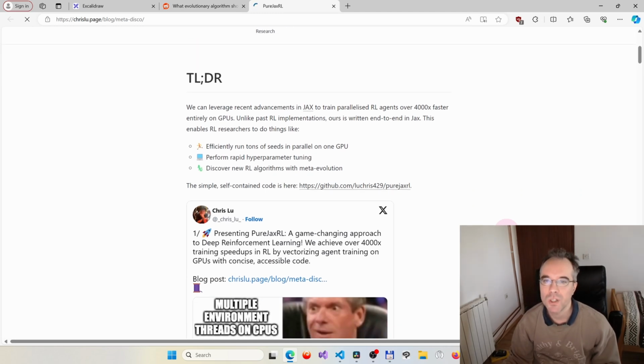TLDR, we can leverage recent advancements in JAX to train parallelized RL agents over 4,000 times faster entirely on GPUs. Unlike past RL implementations, ours is written end-to-end in JAX. This enables RL researchers to do things like efficiently run tons of seeds in parallel on one GPU, perform rapid hyperparameter tuning, discover new RL algorithms with meta-evolution. But that's not really what's amazing about this.